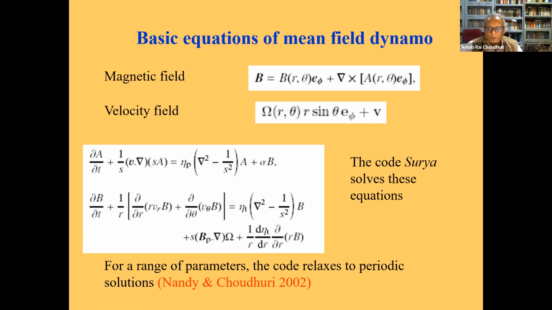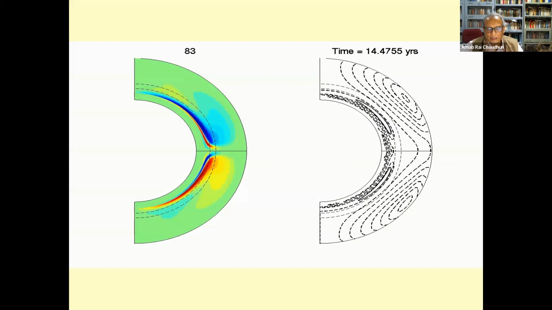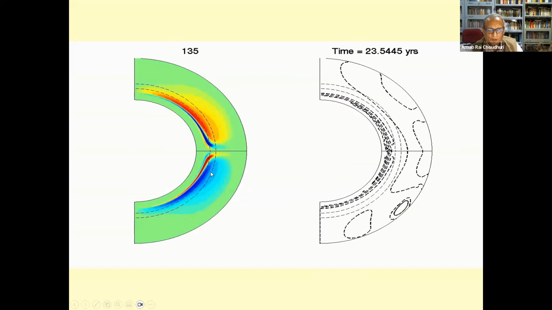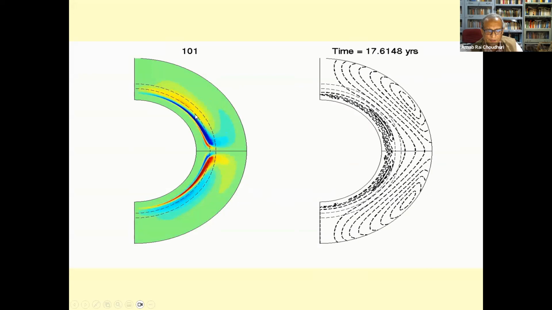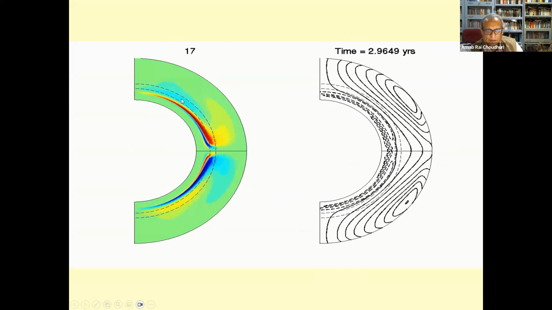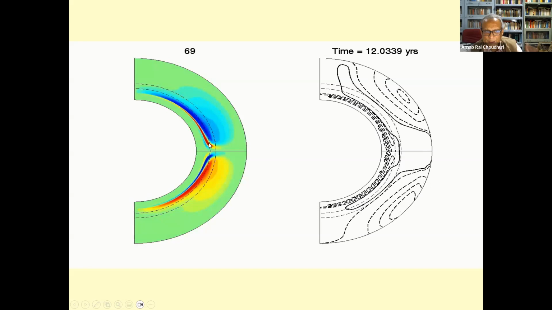And I show some results obtained by this code. On the left side, you see the evolution of the toroidal field, and on the right side, the evolution of the poloidal field. You see that the toroidal field is produced at the bottom of the convection zone by the strong differential rotation there, and the meridional circulation advects it toward the equator. So we expect that if sunspots form from it, they would be increasingly formed at lower latitudes.